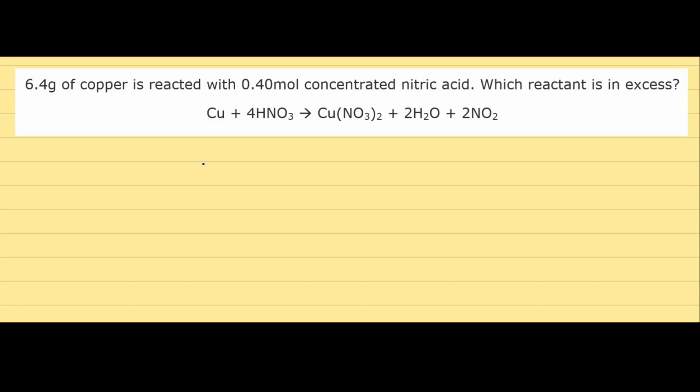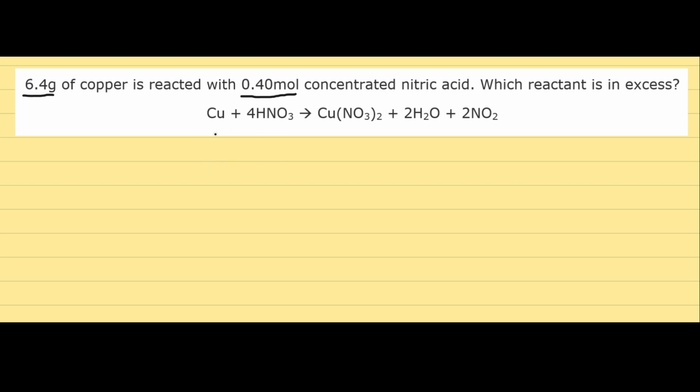Here's a question about limiting reagents and reagents in excess. In this question, we can see that we have 6.4 grams of copper being reacted with 0.4 moles of nitric acid. And the question is asking us which reactant is in excess. Will it be the copper or will it be the nitric acid?